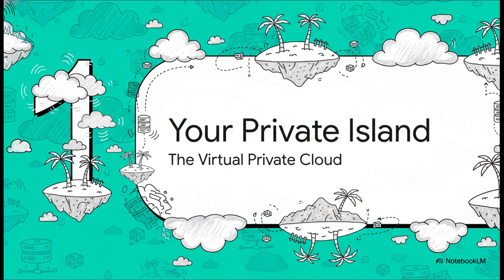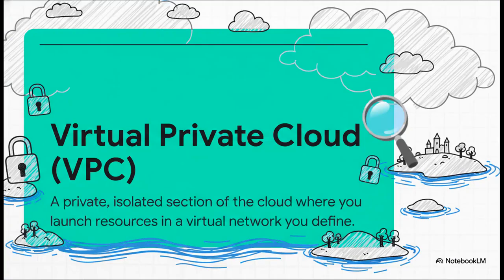Our very first step is to just claim our land. And in the cloud, our plot of land is called a virtual private cloud, or VPC for short. Think of creating a VPC like literally drawing a line in the water and saying, everything inside this boundary, it's mine. It's your own logically isolated section of a massive cloud data center. It is the foundational act of creating your island, giving you a private space that's completely under your control.